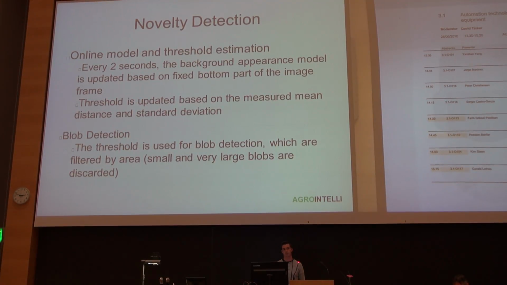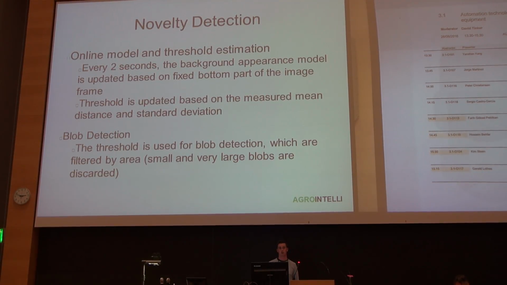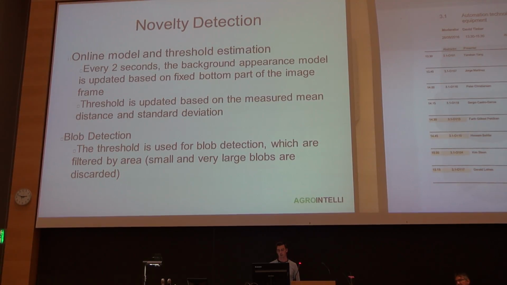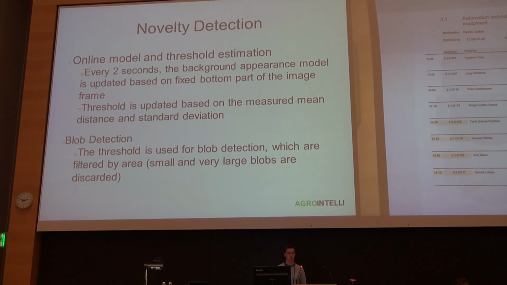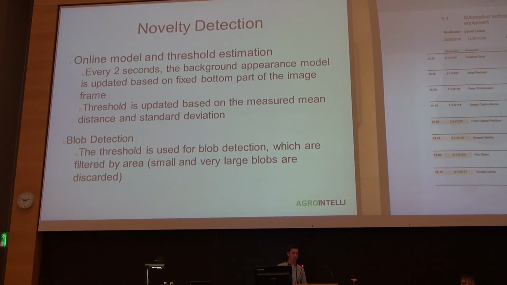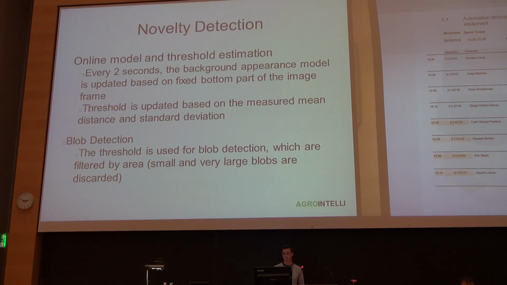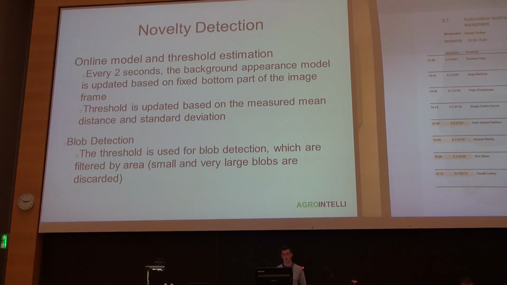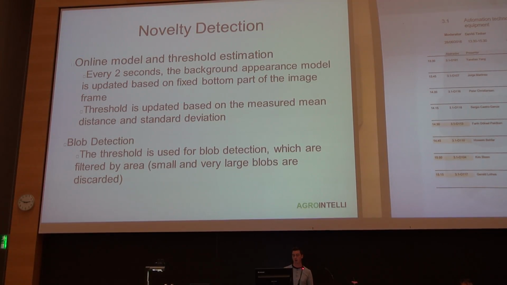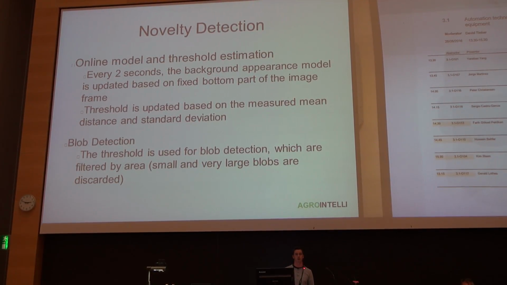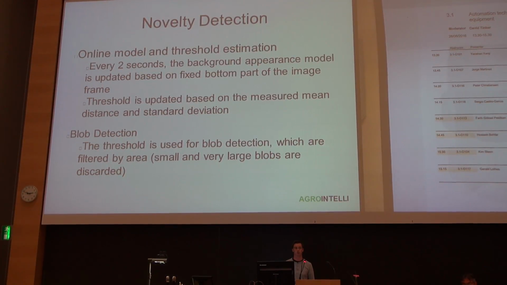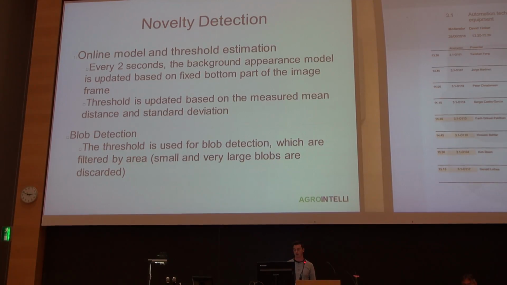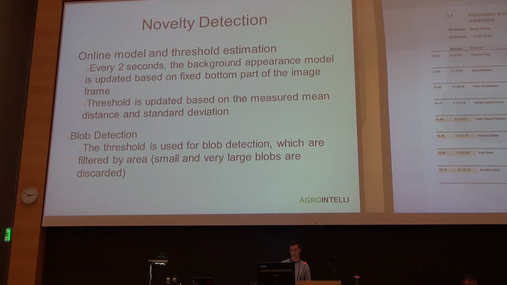And that update is based on a fixed part of the bottom of the image, which we know there are no obstacles there because we have not detected them beforehand. Also, when you change the background model, we also want to change how you detect the obstacles based on the threshold you apply. And that threshold is also updated based on the measured mean, distance, and standard deviation.